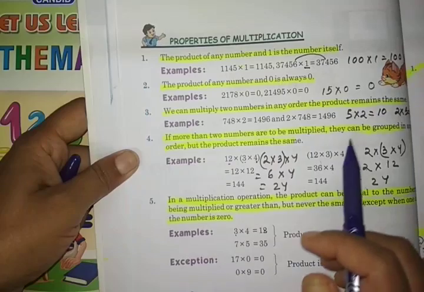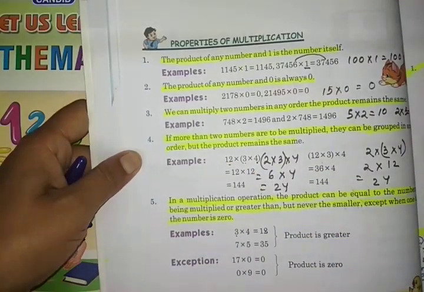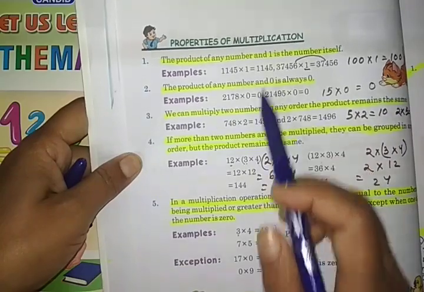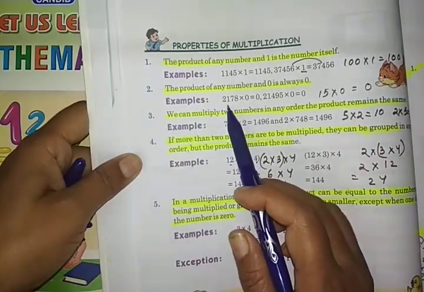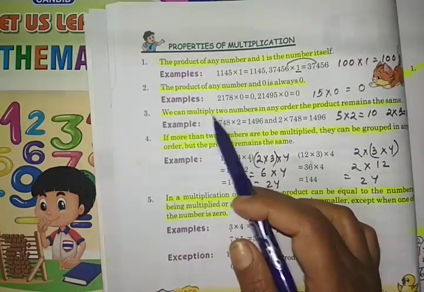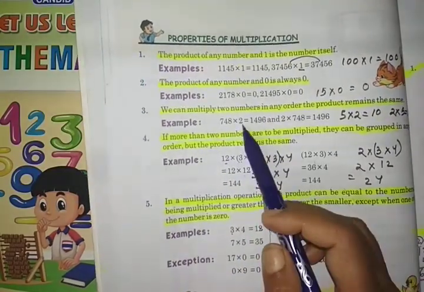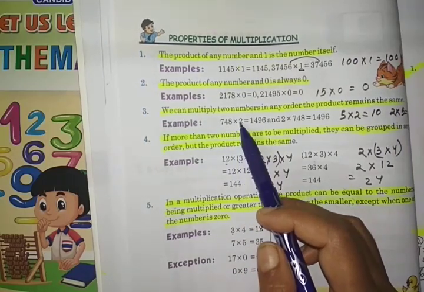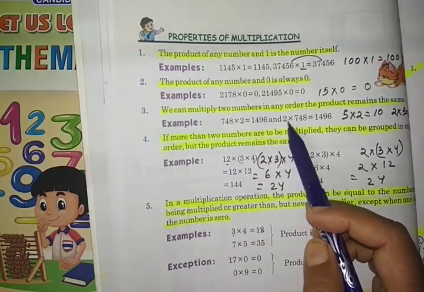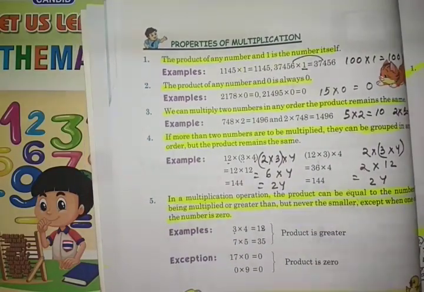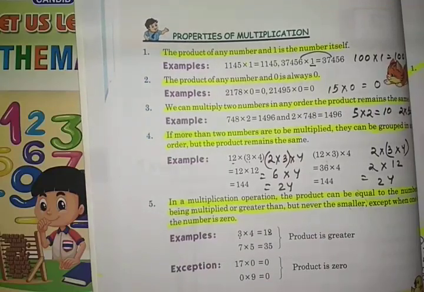Okay, all the properties you should remember. If any number is multiplied by 1, we get the same number as the product. If 0 is multiplied by any number, we get 0. And we can multiply two numbers in any order. Either 748 multiplied by 2 is the same as 2 multiplied by 748. Like this, grouping also we can make in any way.